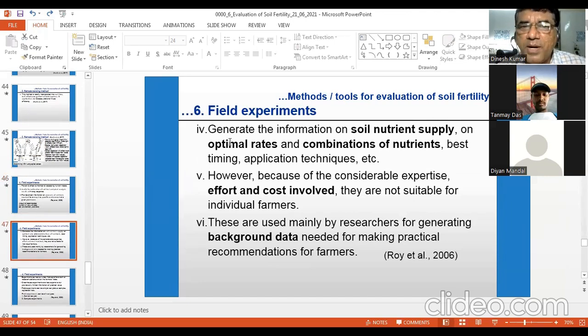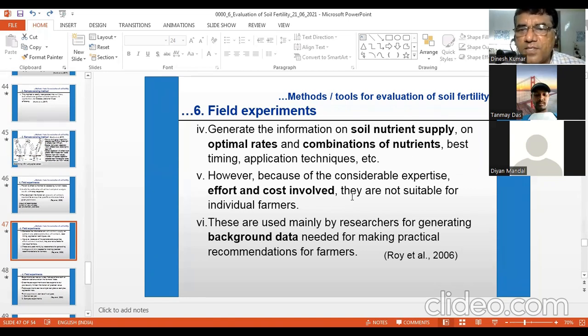What will these field experiments do? These field experiments are on fertilizer. You can test the quantity or doses of fertilizer, the source of fertilizer, and the combination of fertilizers. Even the time of application of fertilizer can be tested. So different variables related to fertilizer application can be tested through these experiments.